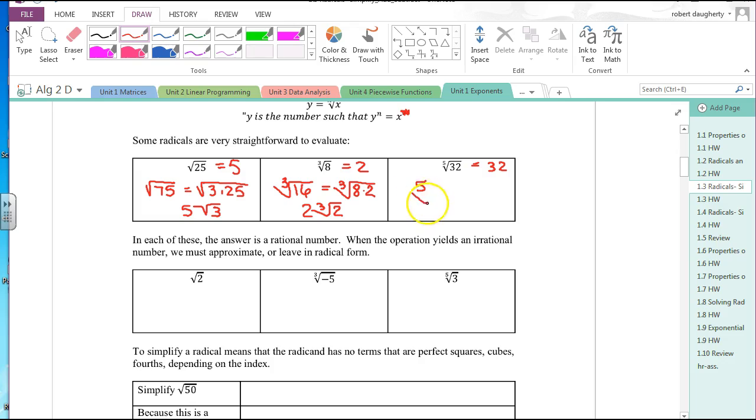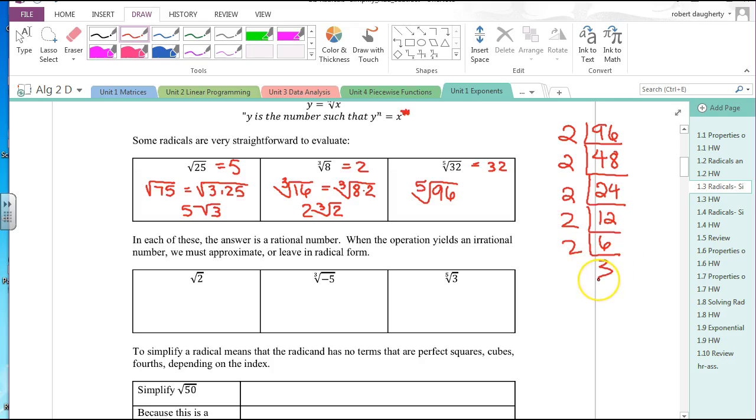Again, fifth root of 32, we know that's 2. What about the fifth root of 96, okay? Now, this one I have to think. I don't walk around with that in my head. First thing I look at it and say, is it an even or odd number? It's even. So I can divide it by 2. When I divide it by 2, I get 48. That's even. I'm going to divide that by 2 and get 24. I'm going to keep on going as long as I can. 12, 6, 3.